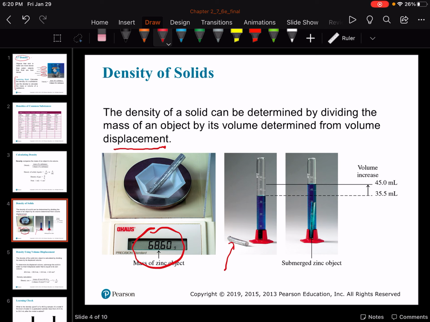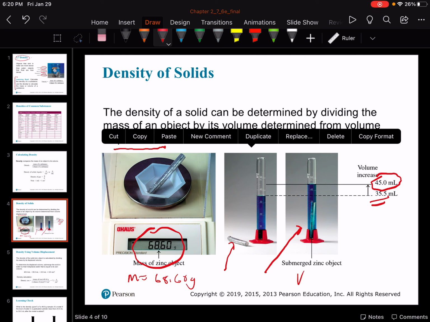We first of all put some water in there, and it comes out to 35.5 milliliters, right? And then we drop the zinc in there, and the water level goes up, of course, right? We displace the water. And if the water level goes up to 45 mils from 35.5, then we take the difference between those two. The mass is 68.60 grams. The volume is equal to 45 minus 35.5, which is equal to 9.5 milliliters, right?